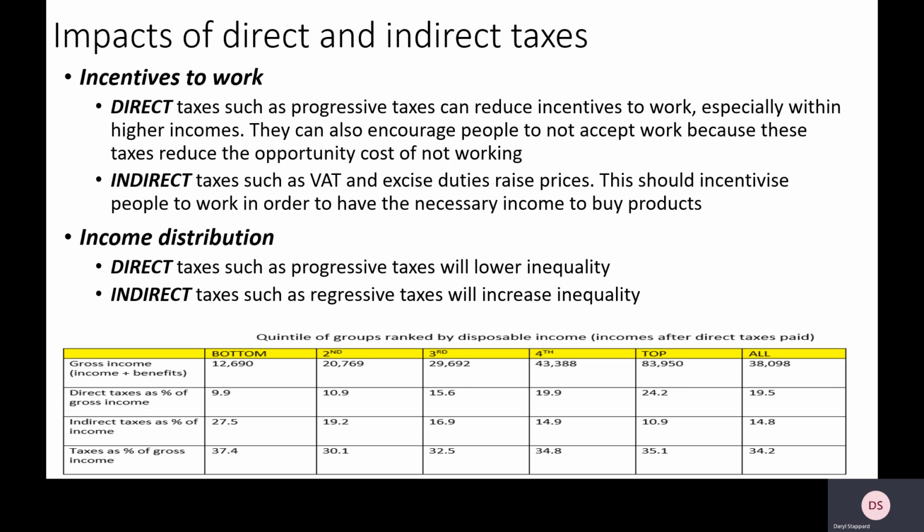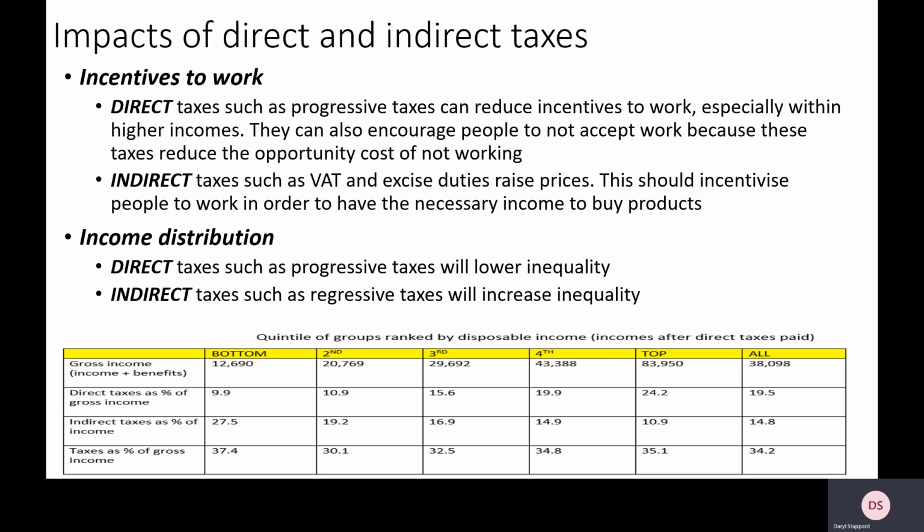Right, then look what we get. Direct taxes. Remember, direct taxes are income taxes. These are generally progressive, and we can see this here. Direct taxes will take 9.9% of the income of the poorest 20%, but they will take 24.2% of the income of the richest 20%. Now, when you look at indirect taxes, it's the opposite problem. For the poorest 20% of the people, well over a quarter of their income is used to pay indirect taxes. Whereas for the richest 20%, it's a far lower percent.